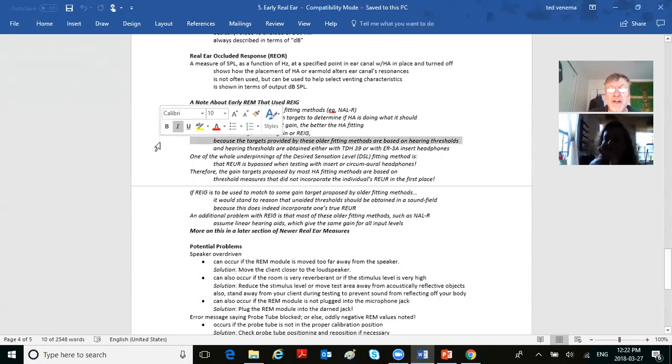Because the targets provided by those older fitting methods are based on hearing thresholds. And when you tested hearing and got your hearing thresholds, you plugged up the ear. When you used a headphone, you plugged up the ear. When you used an insert headphone, you plugged up the ear. So you put the truck in reverse and backed over top of the REUR. You killed it. You plugged it up. If you plug up an outer ear canal, which is a quarter wave resonator, your REUR is gone.